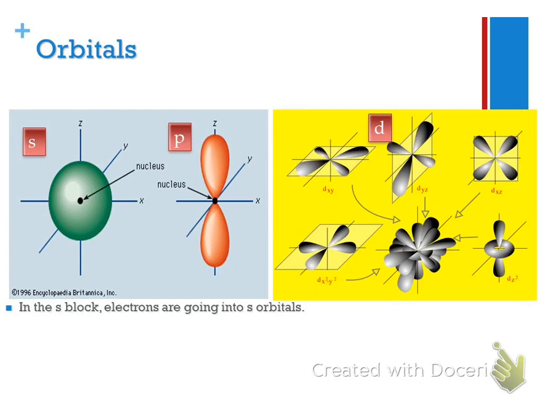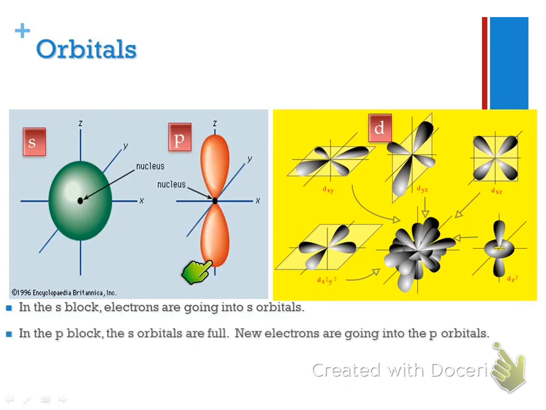The P orbitals are dumbbell-shaped like this. Okay, the P orbitals are dumbbell-shaped. So in the P block, the S orbitals are full, and now we move on to the P orbitals. And if all of our P orbitals were full, it would look more like this. Okay, so let's take a look at our periodic table.